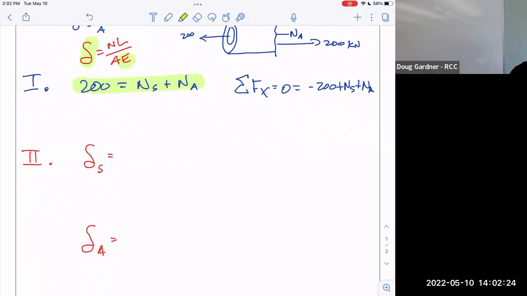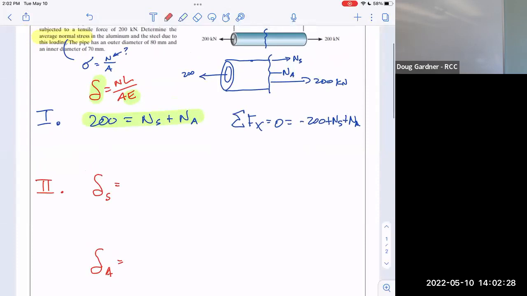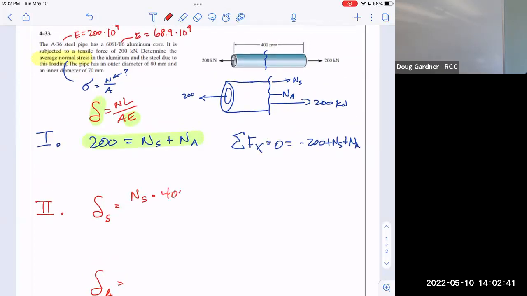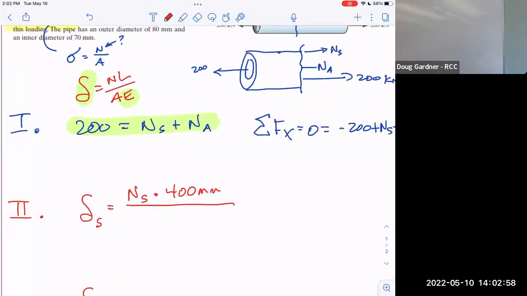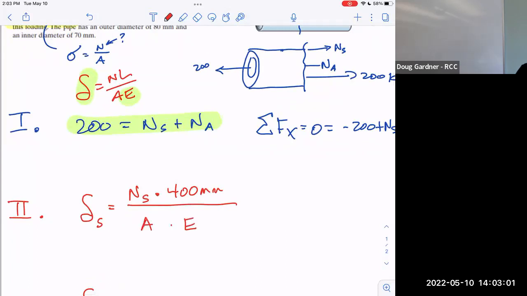All right. I stalled long enough, so let's play with this. So don't I have the normal force of S, which I don't know. Now, interestingly, how long is that? How long is the steel pipe? It's the full 400 millimeters because it goes all the way from end to end. And then I've got an area. Can I just write A and E here again? No, because they're not the same. The area of the aluminum and the area of the steel are not the same, and their E values are not the same. So I don't get to be lazy like I was before. So that kind of sucks.